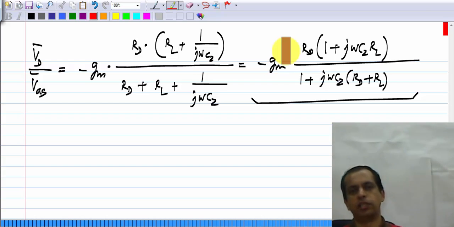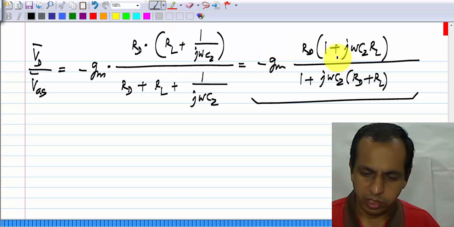As far as the incremental equivalent circuit is concerned, there is no problem at all. If you satisfy the earlier condition, you will get the value of V naught, which is minus G m times R D parallel R L times V G S. But in practice, you also do not want the voltage across the transistor to become very large, because it is after all a nonlinear device and that will cause nonlinearities.